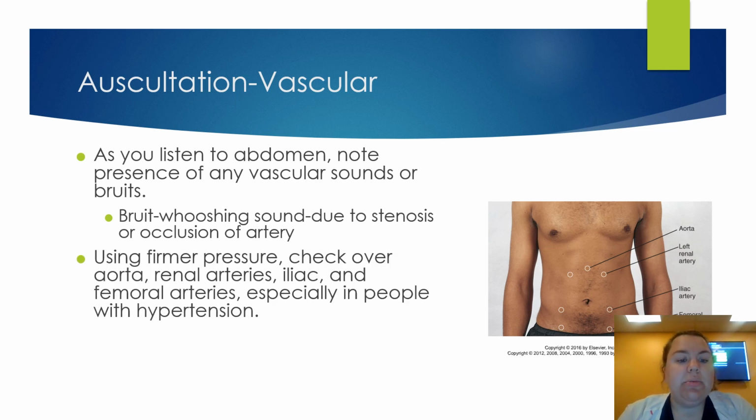So you're using firmer pressure with your bell. You're checking over the aorta. Okay, you're going to start below the xiphoid process, work your way down. Now, when you get around, I know in class we said kind of the umbilical area, but really you should go a little bit higher. So you can listen to the renal artery.